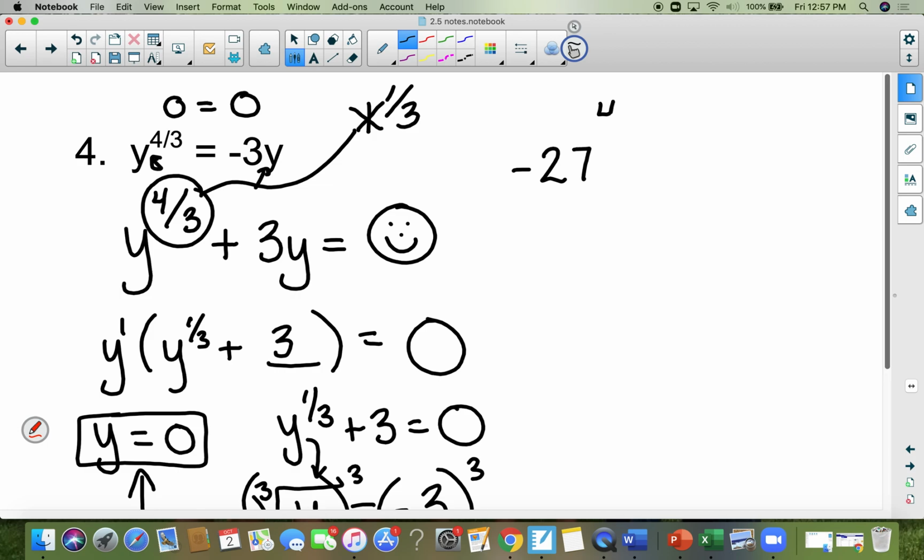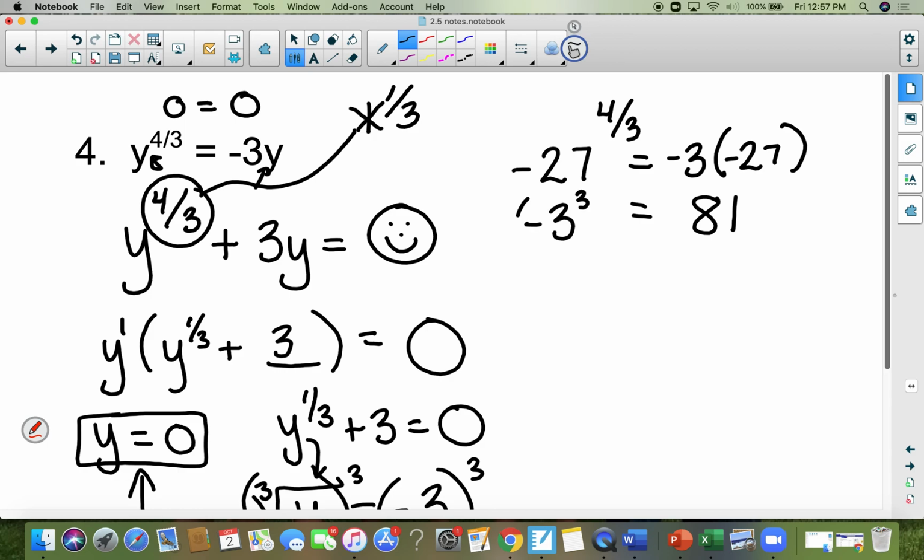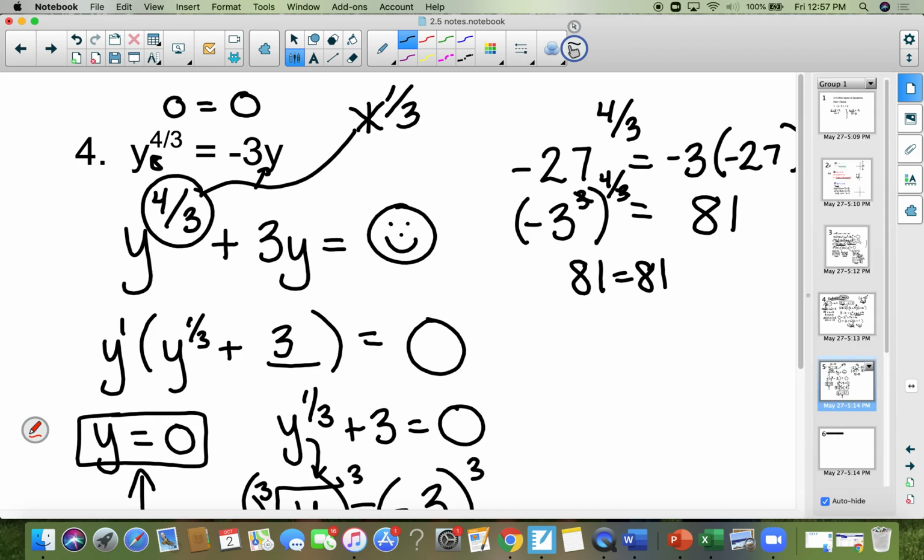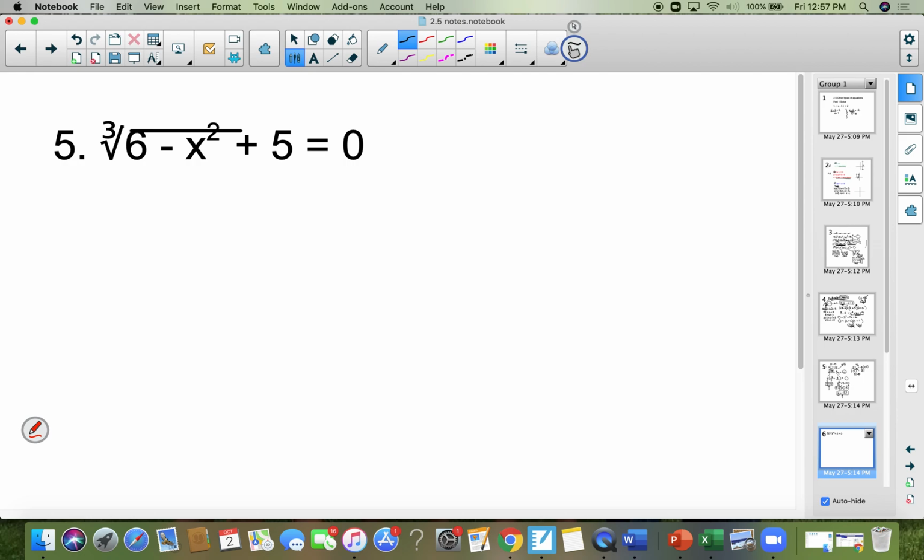-27 raised to the 4/3 power equals -3 times -27. Well, I can do the right side quickly. That makes a +81. -27 is the same thing as -3 to the 3rd raised to the 4/3. Goodbye to the 3's. A negative 3 times itself 4 times is 81 equals 81. So I can keep both of my answers.